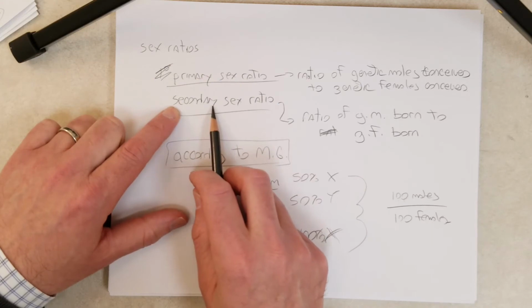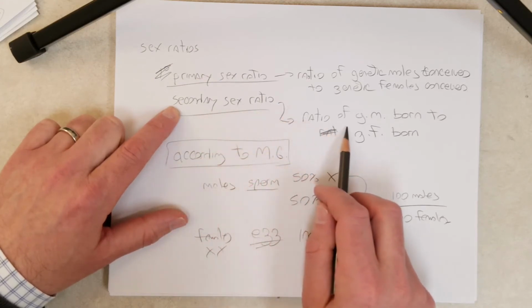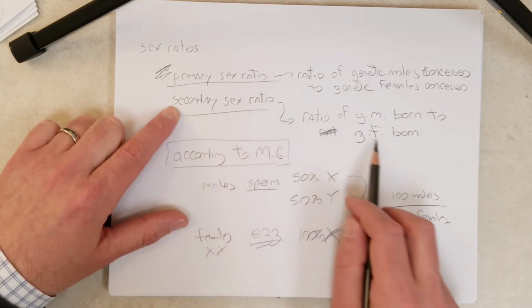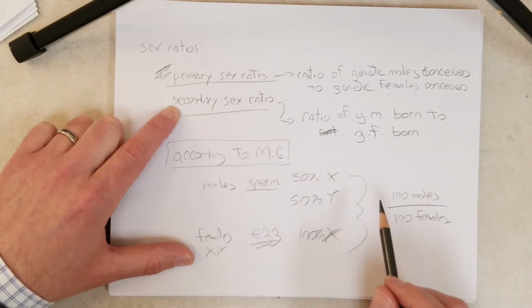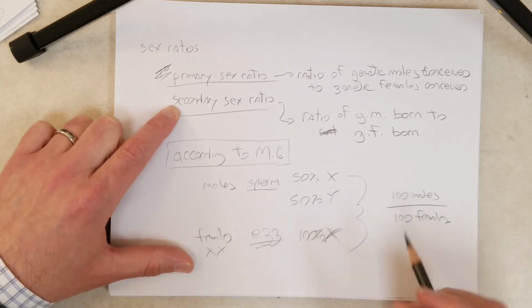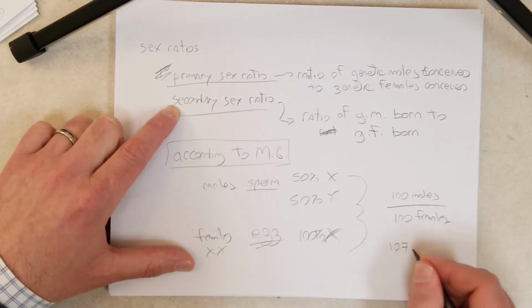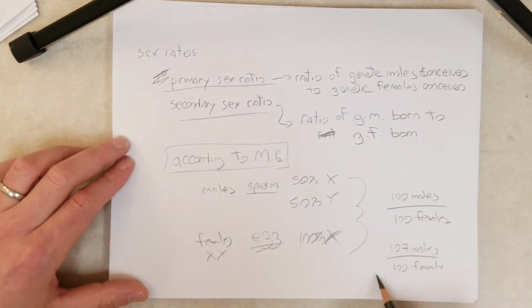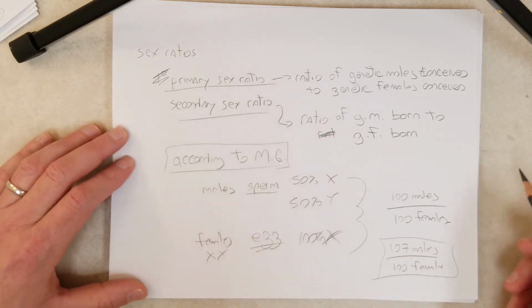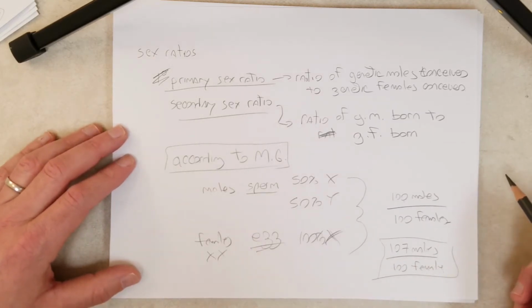However, we know from looking at the secondary sex ratio across the globe, in every culture, that for the genetic sex of the infant being born, there are about 107 males for 100 females. So slightly more males than females. So how can that be? How can that be, right?